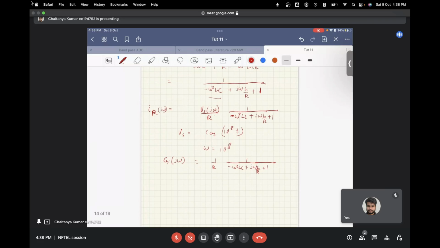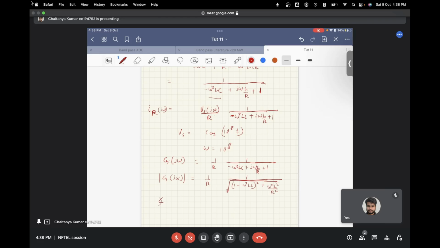Now the magnitude of this transfer function will be equal to 1 by R times the square root of imaginary part square plus real part square. So that comes out to be 1 minus omega square LC whole square plus omega square L square by R square. So this is the magnitude.